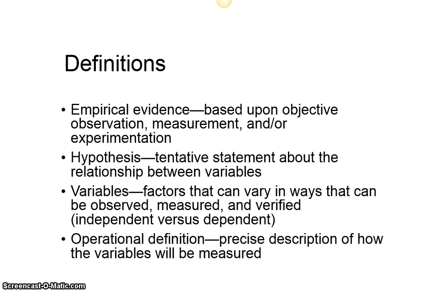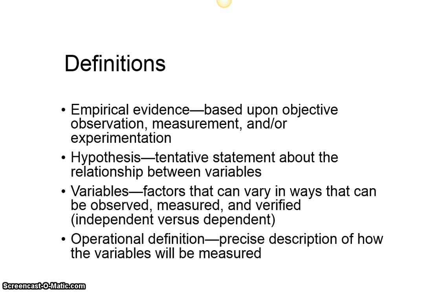So let's look at some definitions. Empirical evidence. This is evidence that is the result of objective, not subjective, observation. It's the result of measurement, and it's also the result of experimentation. The hypothesis is the testable prediction. Here's an example. People with lower self-esteem also score higher on a depression scale. So that is a tentative statement that we can put to the test.